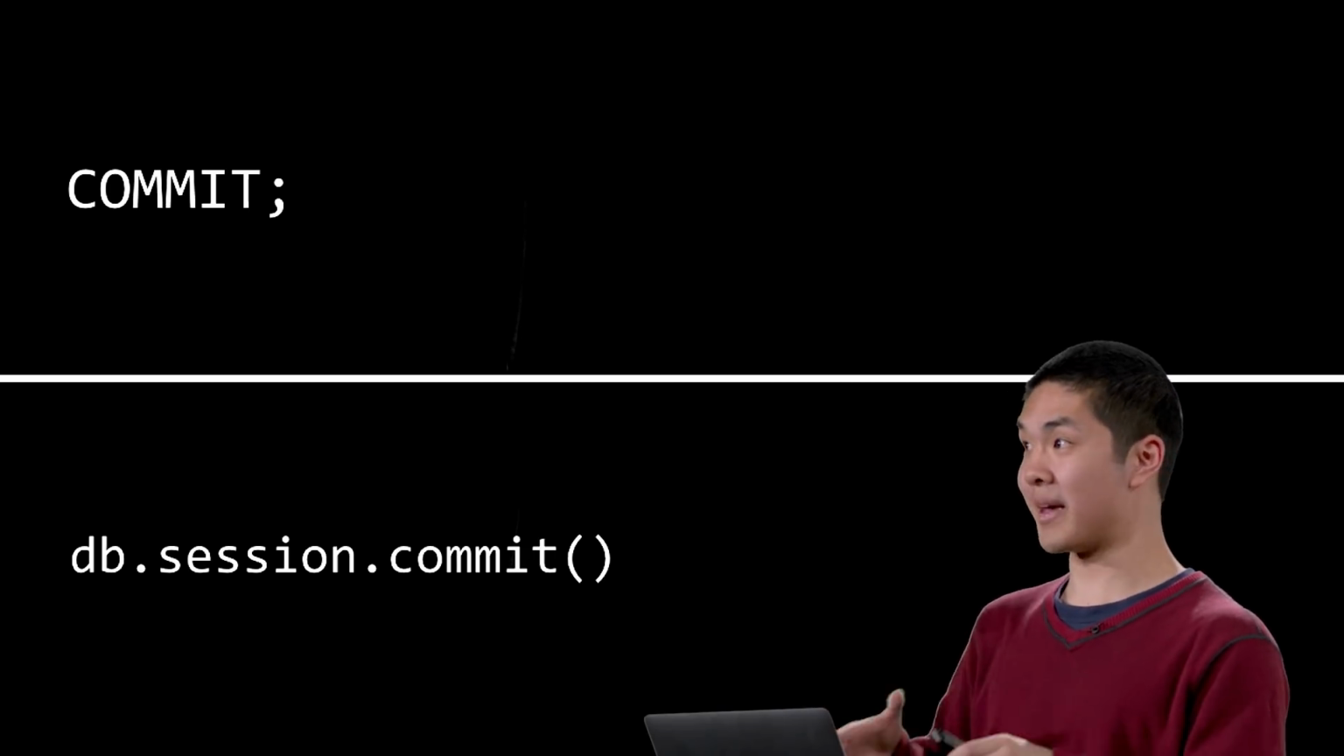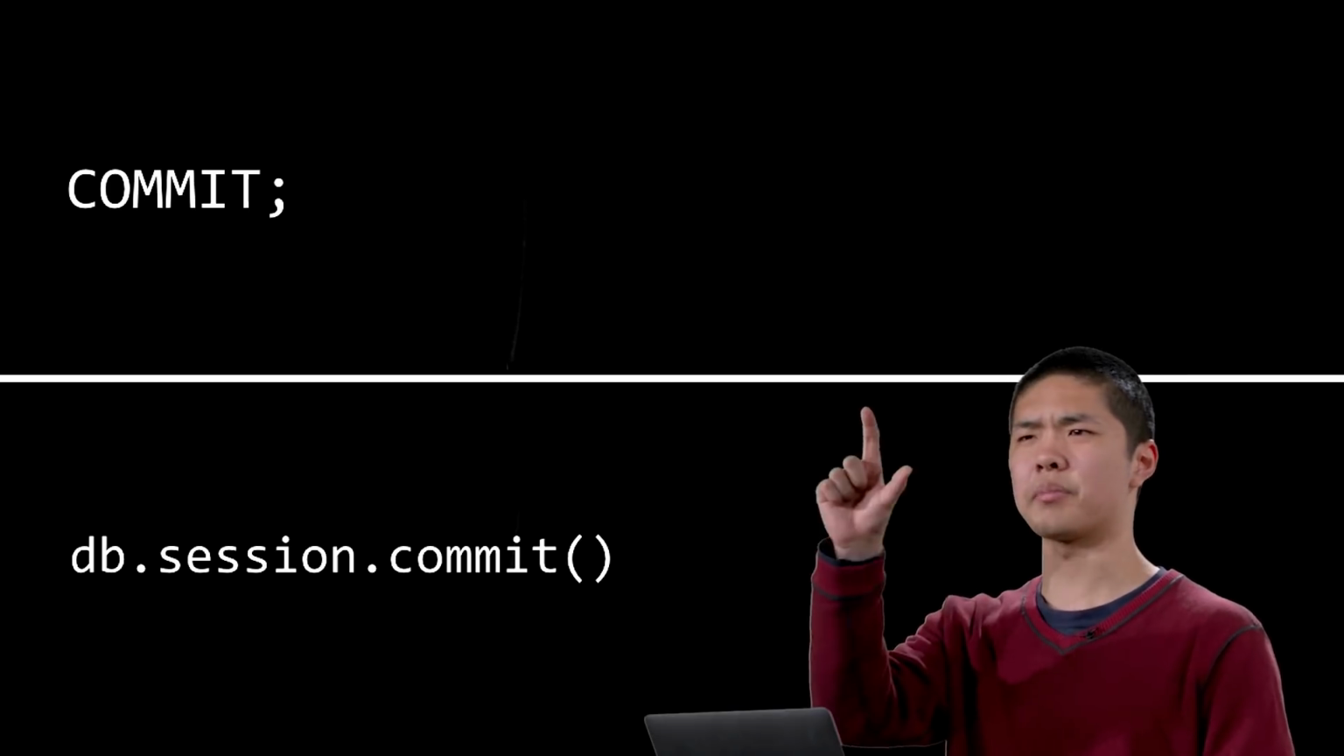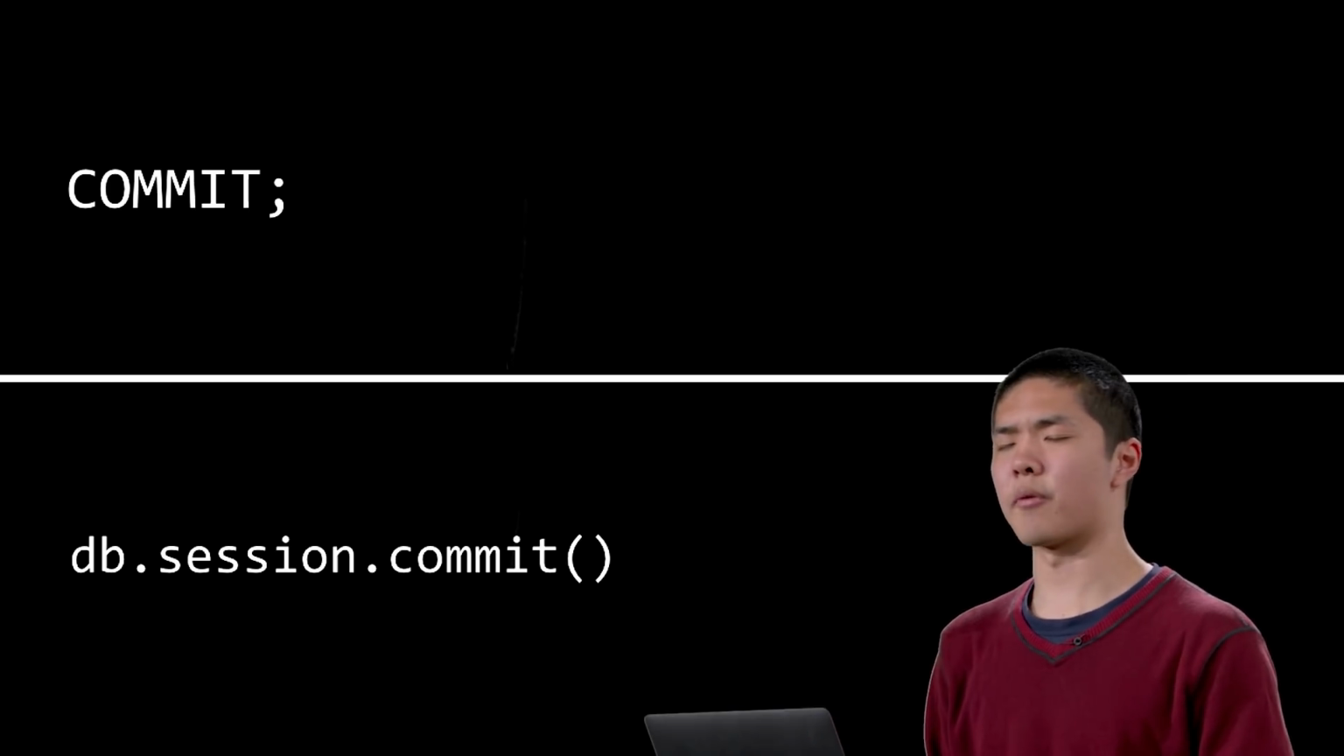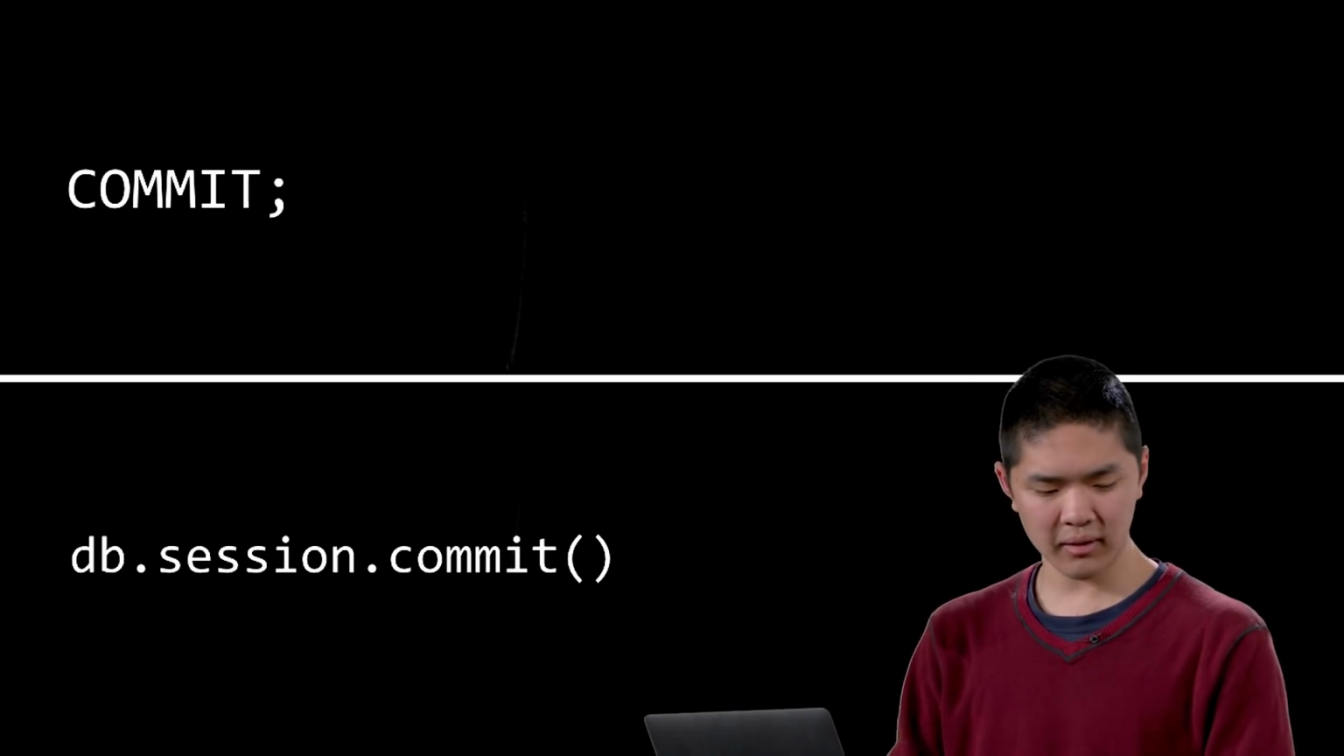So at the end, when you're done making your changes and you want to commit your changes, and you ordinarily would have written COMMIT inside of your SQL syntax, db.session.commit is the syntax for doing that. And we saw an example of that in the example before when we were inserting rows into our database.